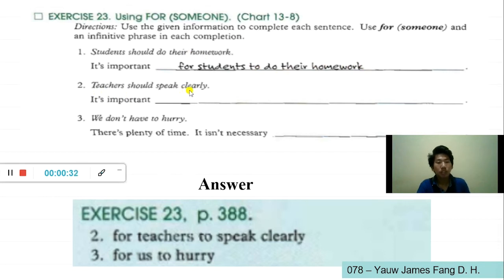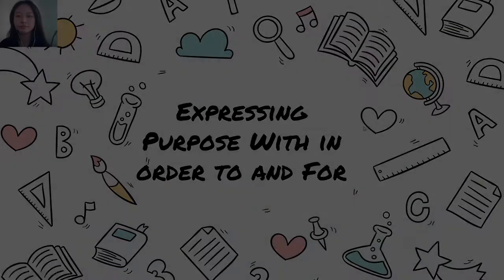Okay, number 2. Teachers should speak clearly. We can change this sentence to be it is important for teachers to speak clearly, like this. And number 3, we don't have to hurry. We can change this sentence to be there's plenty of time. It isn't necessary for us to hurry. Okay, like that. Thank you.